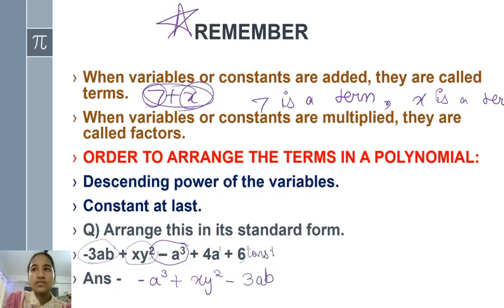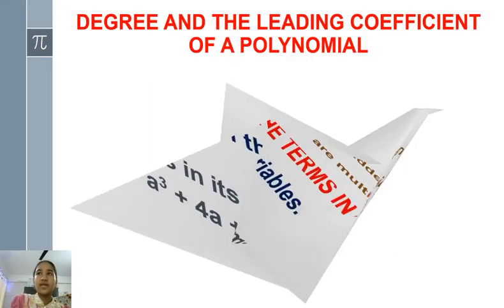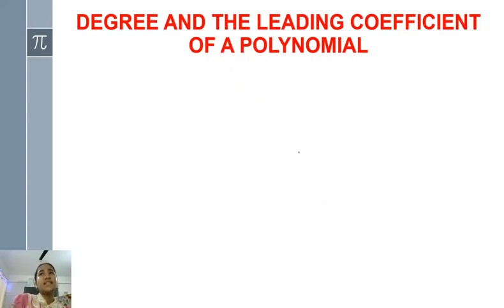This is a constant, so it will obviously be at the last. So it is plus 4a, and then plus 6. This is the order of arranging, writing this expression in its standard form. Each one of these is a term. Remember these are terms.